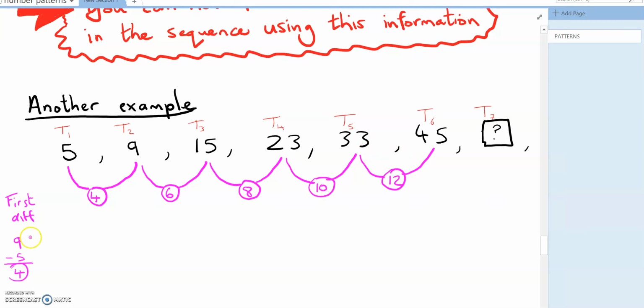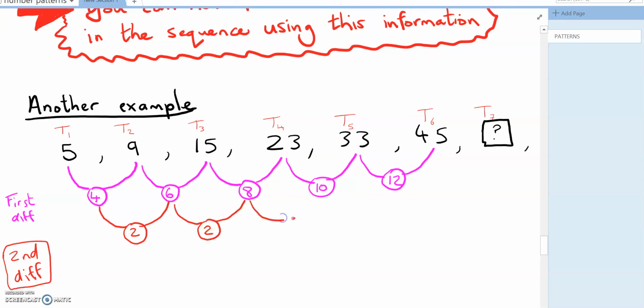Now, let's get the second difference. Let's do this in red. Remember, if this is quadratic, the second differences will all be the same. So let's see. What's the difference between 4 and 6? 2. What's the difference between 6 and 8? 2. What's the difference between 8 and 10? 2. What's the difference between 10 and 12? 2. Okay, so it's definitely a quadratic sequence.